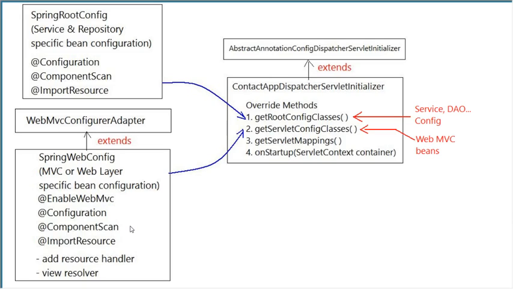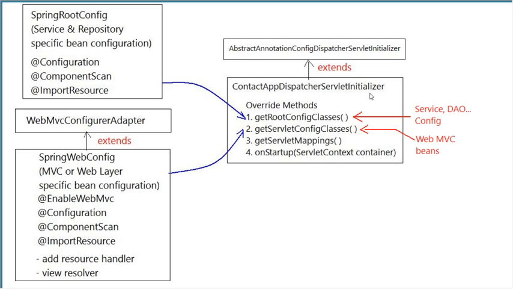After that, these two, the Spring Root Configuration and Spring Web Configuration, will be used by another class, which is ContactAppDispatcherServletInitializer. DispatcherServlet is the front controller here, so that servlet must be initialized first to configure the whole Spring MVC framework, to prepare the inversion of control container, which is your Spring framework. This initializer will extend the AbstractAnnotationConfigDispatcherServletInitializer parent class. By extending this, we'll get a new class here.